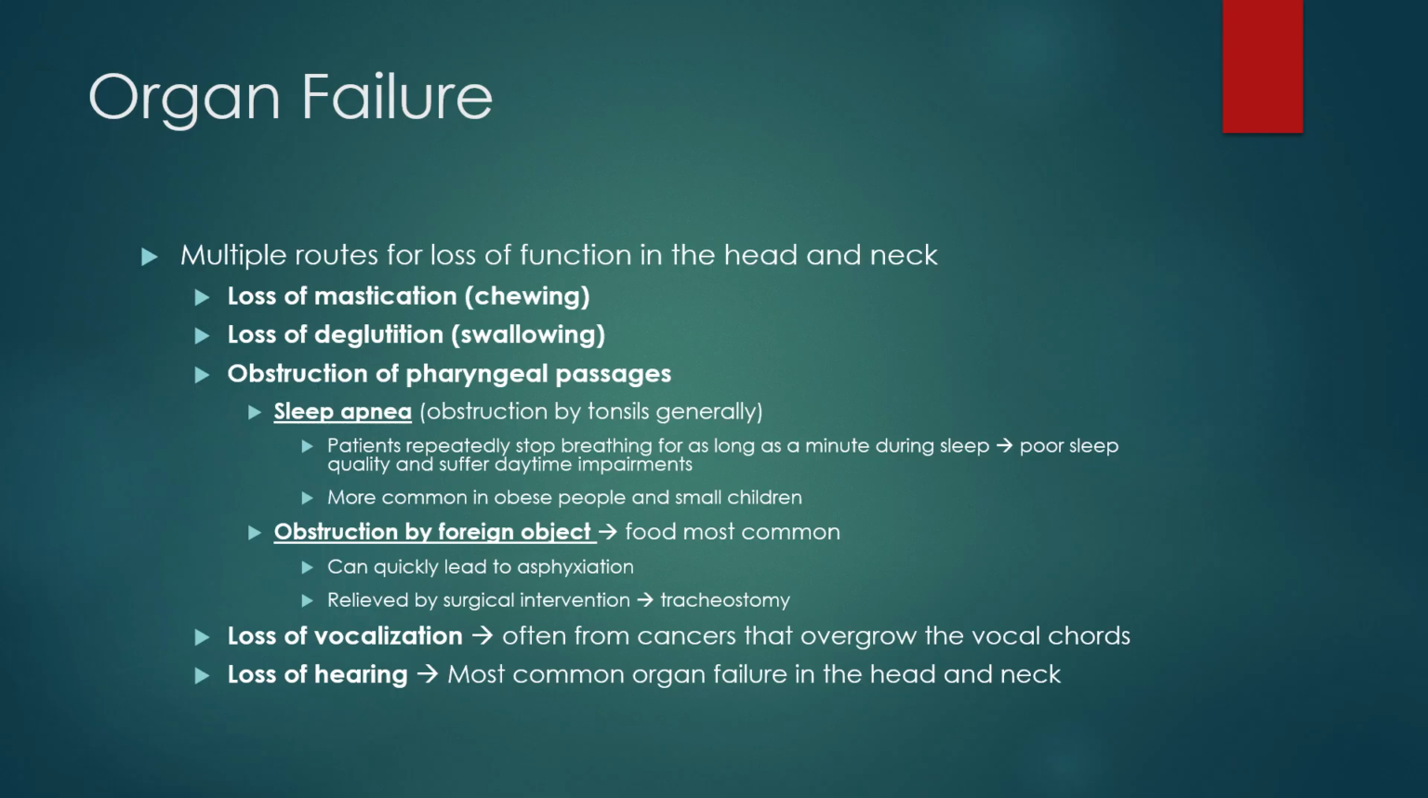In the head and neck, disease impact is less about tumor size and more about where it chooses to live. A tiny lesion in the wrong place can block air, prevent swallowing, silence speech, or eliminate hearing. This is why histology, anatomy, and clinical correlation are inseparable in this region.